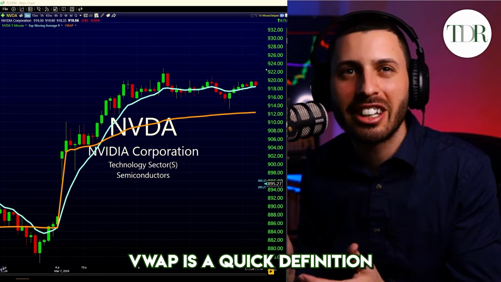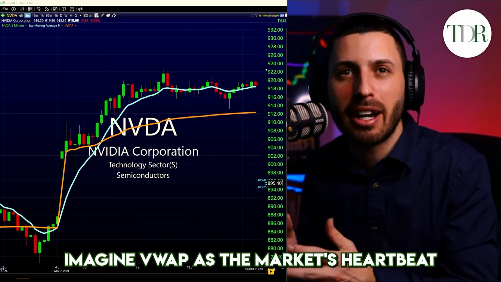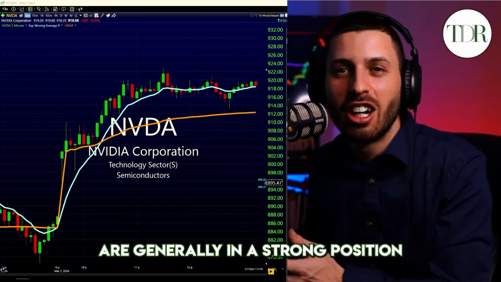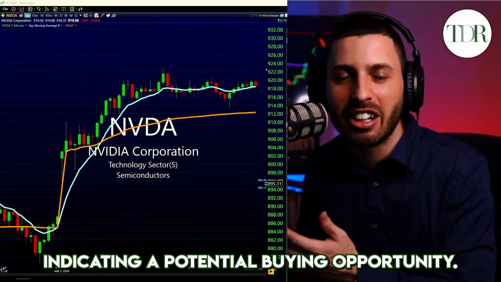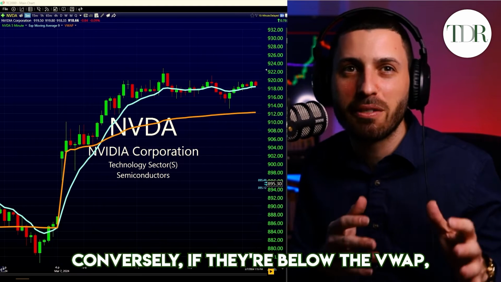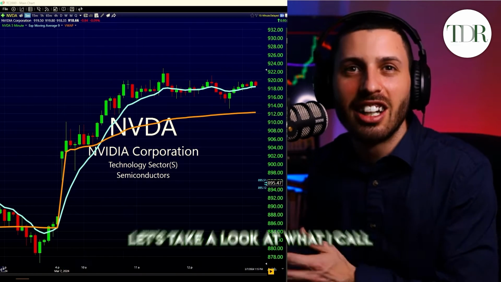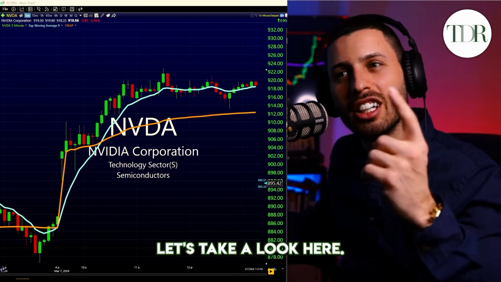VWAP is a quick definition of whether a stock is strong or not. Imagine VWAP as the market's heartbeat, and stocks trading above this line are generally in a strong position, indicating a potential buying opportunity. Conversely, if they're below the VWAP, it might be time to consider short selling. Let's take a look at what I call the VWAP bounce strategy. Let's take a look here.